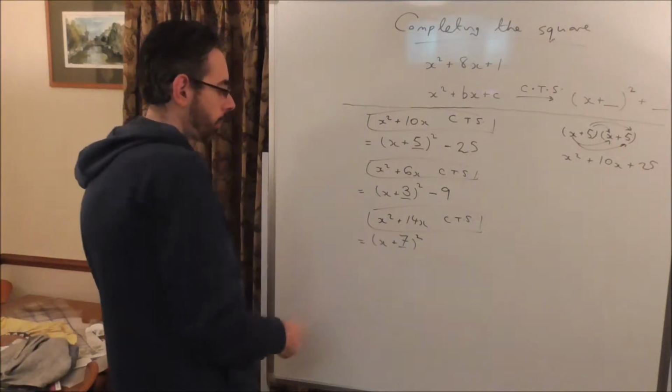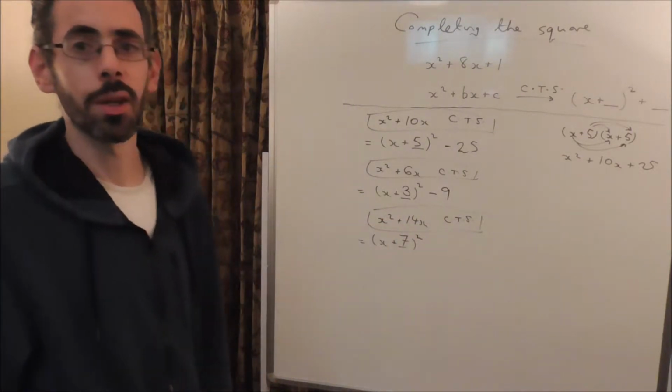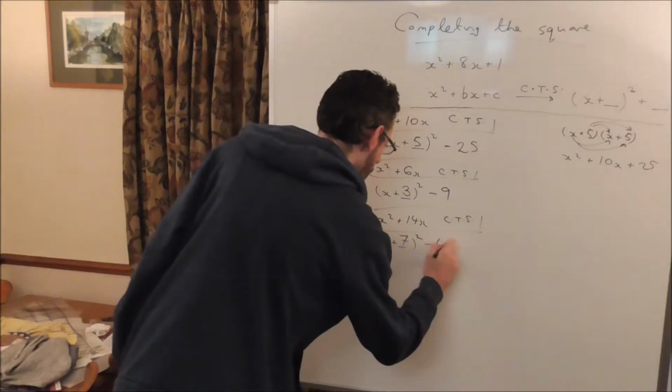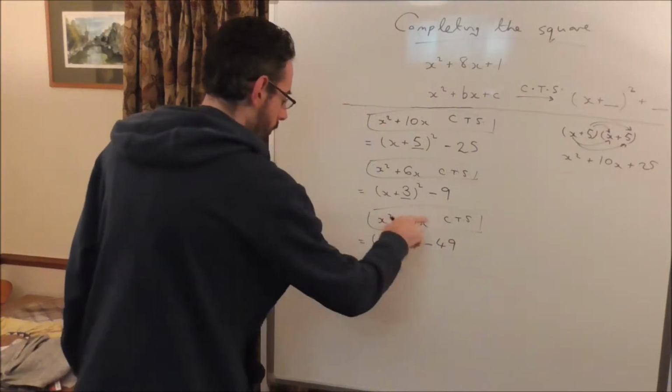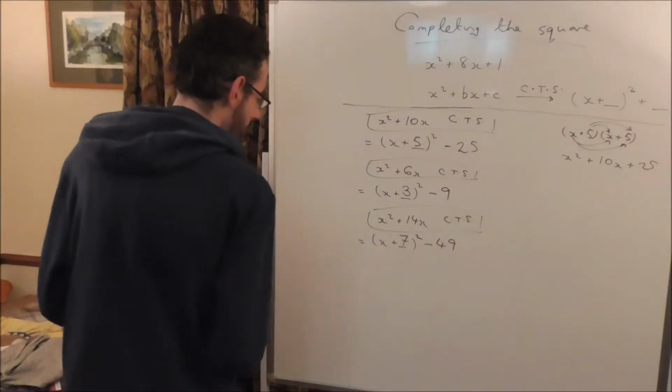And if you were to expand this, you'd get x squared, you'd get 7x and 7x, which is 14x, but you'd also get 49, because 7 times 7 is 49. So that's the thing you need to take away to make this the same as what we started with. So that's what that goes to. So we've done it. Let's just do a couple more.